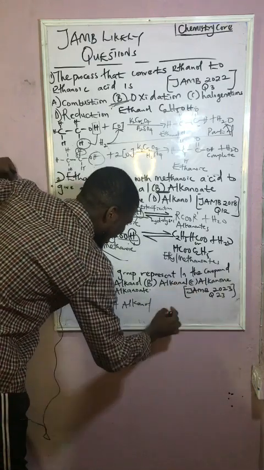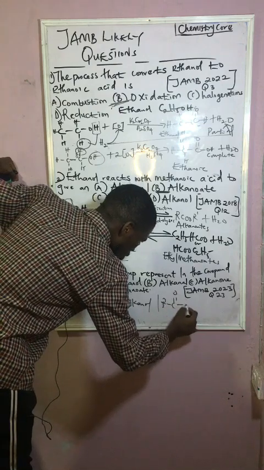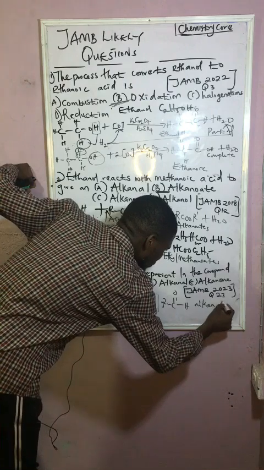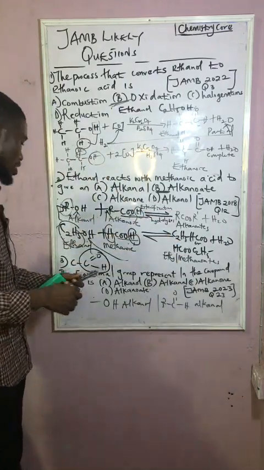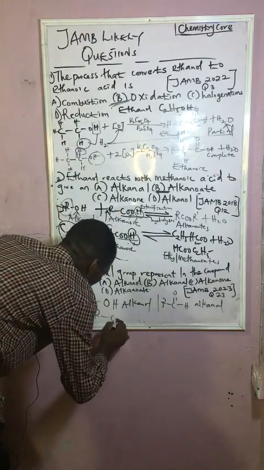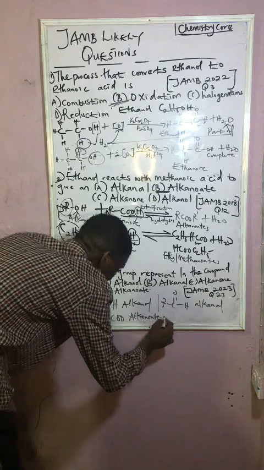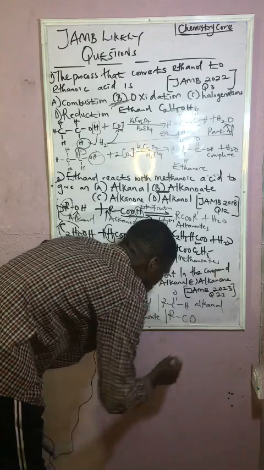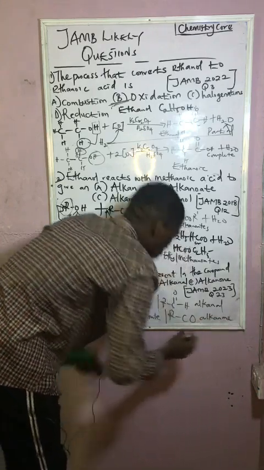For this alkanal, we have RC double bond O, H. In case you come across it, I want to show you all the functional groups, maybe you come across it in your exam. For this alkanoate, we have RCOO. Then another one, for this alkanone, we have RCO. Is that clear now?